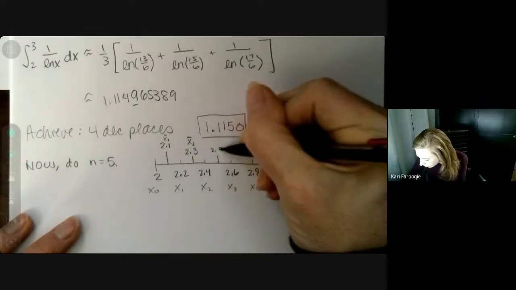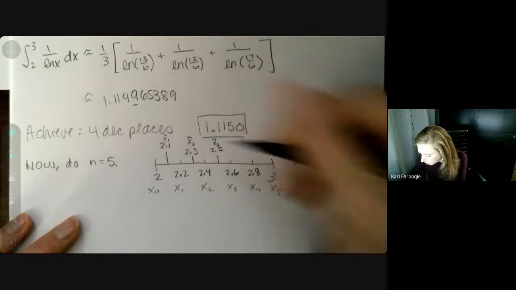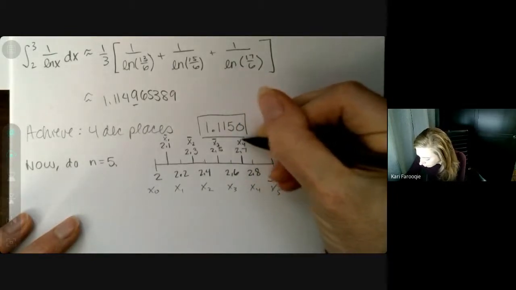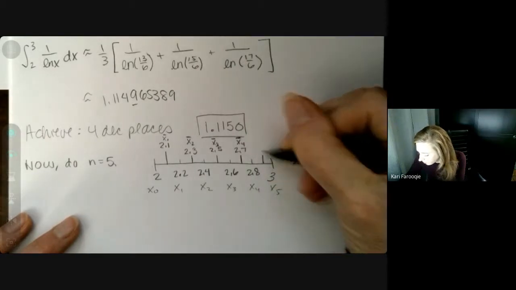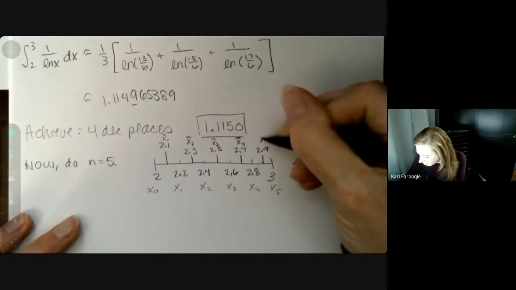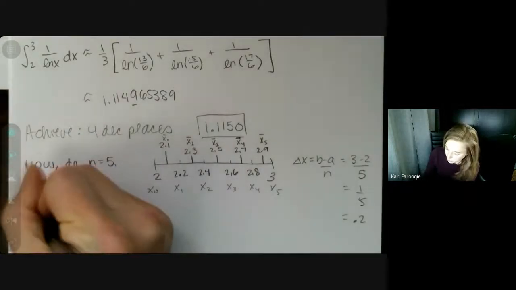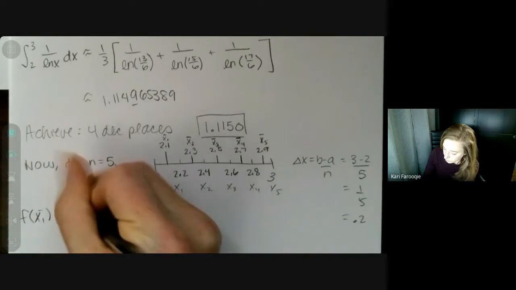2.5 for x sub 3 bar. 2.7 for x sub 4 bar. And 2.9 for x sub 5 bar. And then you'll get used to using this midpoint formula, and you'll know that the last thing you need in order to complete this formula is the function values at those midpoints. So you're going to need f of x sub 1 bar, and that's going to be 1 over.